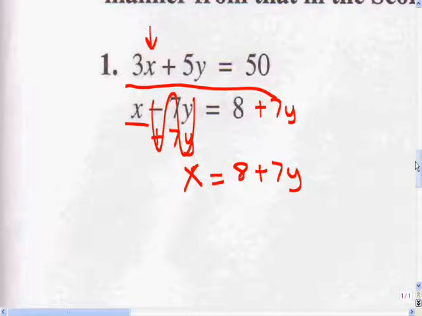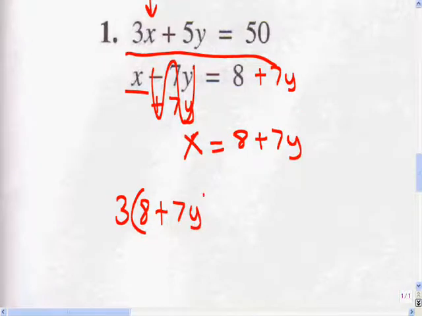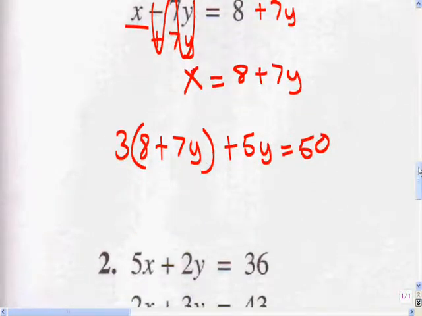Okay, so I'm going to substitute 8 plus 7y for x. Wherever I see x in the top equation, I'm going to write 8 plus 7y. So here we have 3, and I'm going to use parentheses, 8 plus 7y, close parentheses, plus 5y equals 50. See, now I have only y's. I don't have x and y. While I still had x and y, I couldn't solve the equation. Now that I only have one unknown, I can solve the equation.